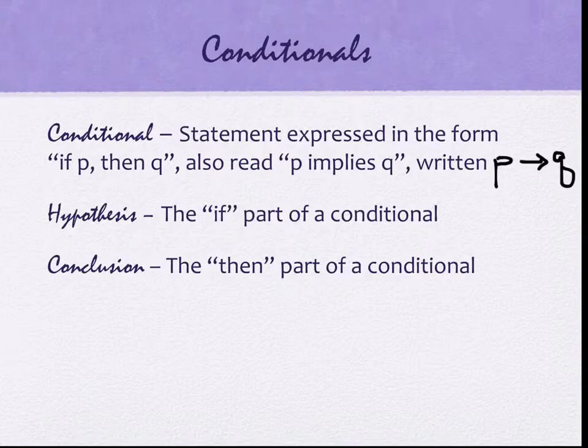We call the part that comes before the arrow the hypothesis of the conditional, and we call the part that comes after the arrow the conclusion of the conditional. So hypothesis, conclusion. If it rains today, then my car will get wet. Yeah, I mean, it will because it's sitting outside. So the if would be if it rains today, and then the conclusion was my car will get wet. Okay, so that's a conditional statement.